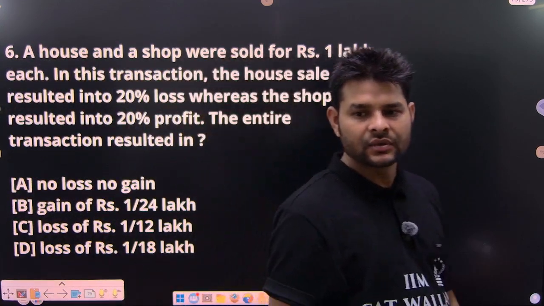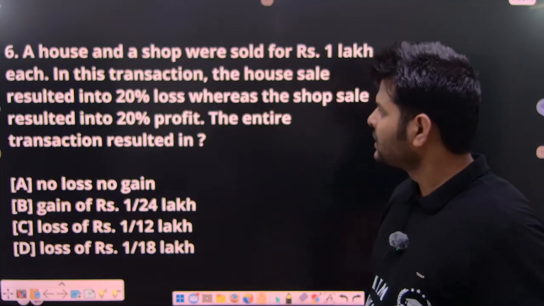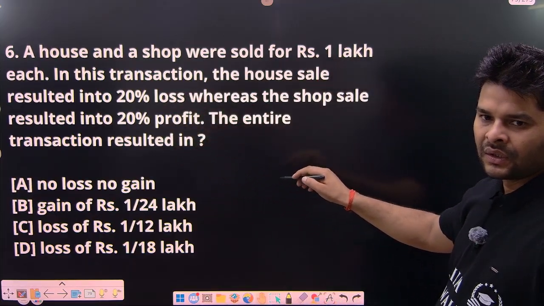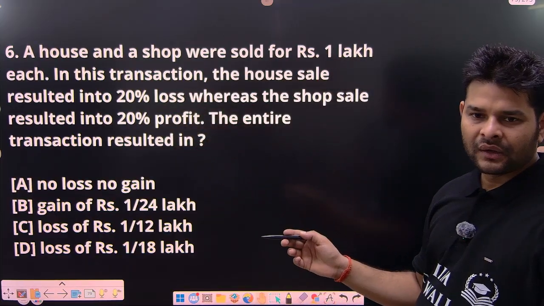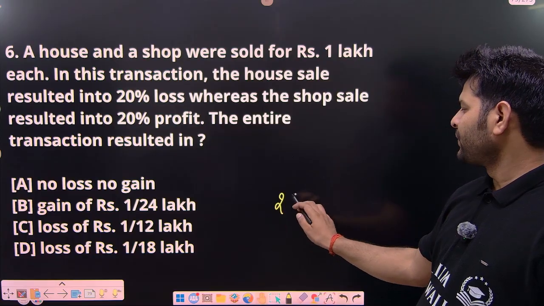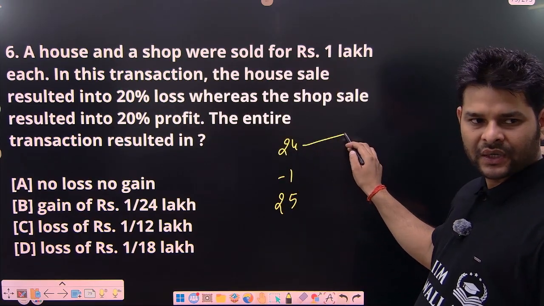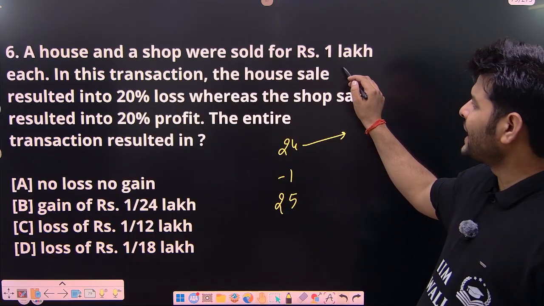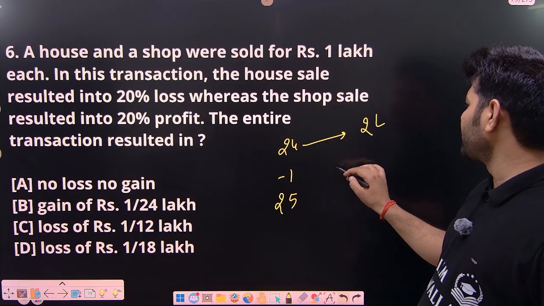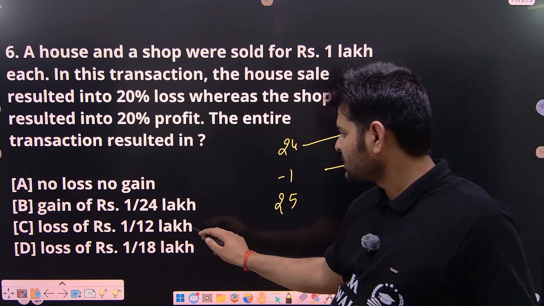Hey girls, next question, 6. So again 20%. So basically loss would be 4%, which means 25, 1 loss, 24 SP. And we have been given SP 1 lakh each, or 2 lakhs. So one unit would be 1 by 12. 1 by 12 lakhs loss.